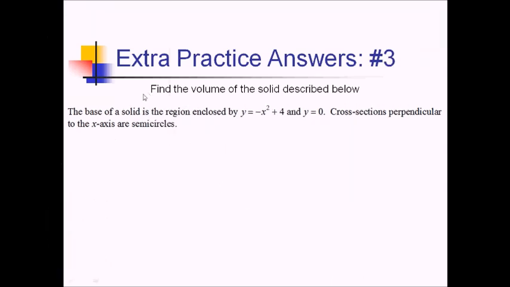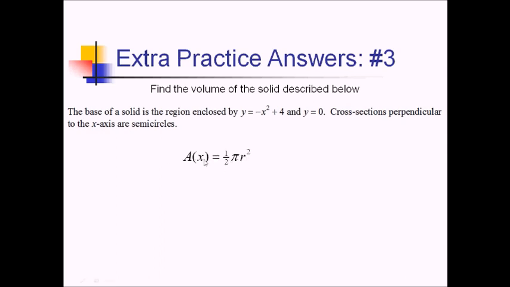On this problem, we have the base of a solid enclosed by this upside down parabola and the x-axis, with cross sections perpendicular to the x-axis being semicircles. All right, well, if I want to find the volume of this, I need to first find the area of these semicircular cross sections. So in general, we can write area is 1/2 pi r squared, half the area of a regular circle.